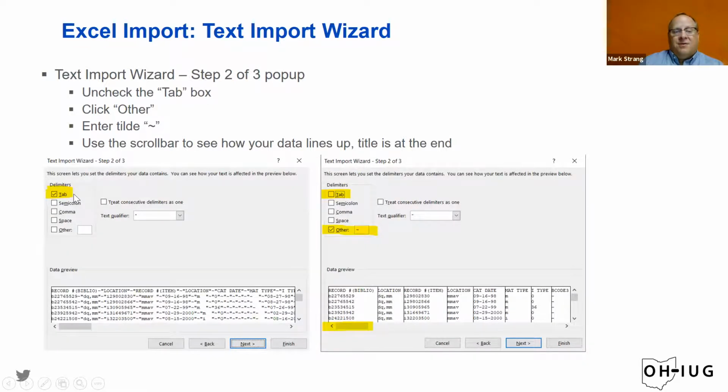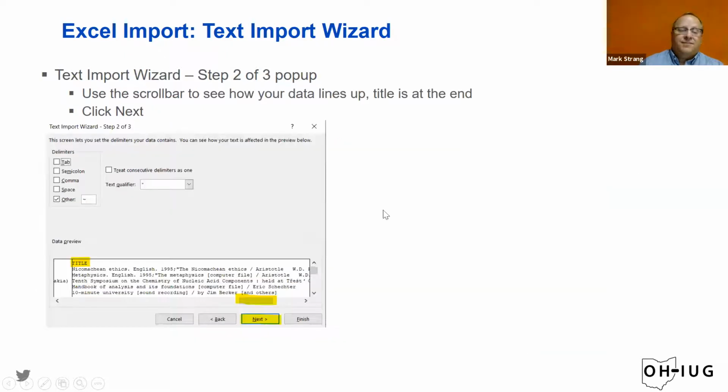On the next screen, you're no longer using the tab box, so you uncheck that. And you go down and check the other box and make sure you enter tilde. When you do that, suddenly the data all lines up nice and neatly into separate columns. Hit next. Then it'll show you again how the data has lined up. You can use the moving beam to see how well it lines up across. You hit next after that.